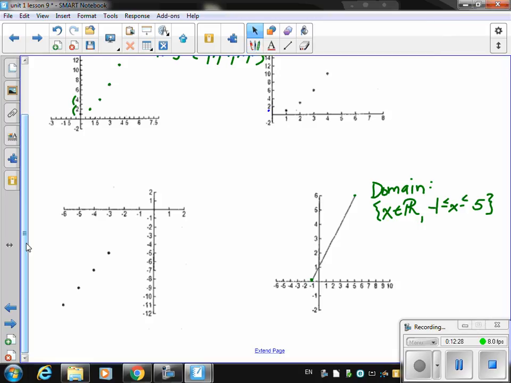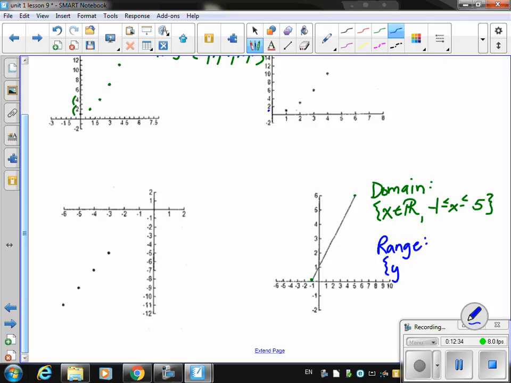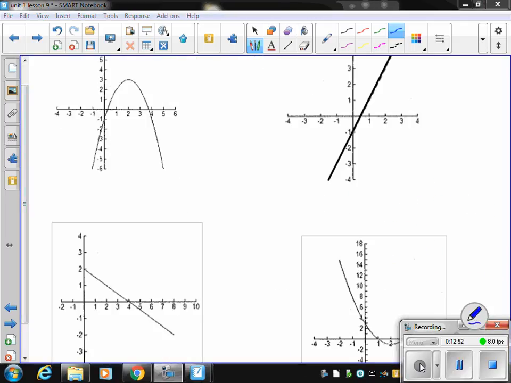My range is the up and down, the y values. It has all the in-between bits, not just dots, so y is a real number. And it goes from 0 up to 6. So y lies between 0 and 6. I'll do 2 of these, and you and your friend do another 2.